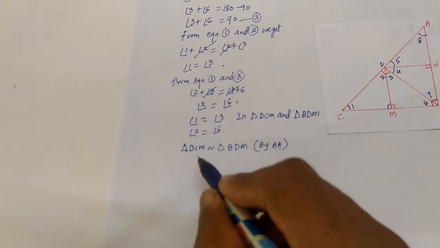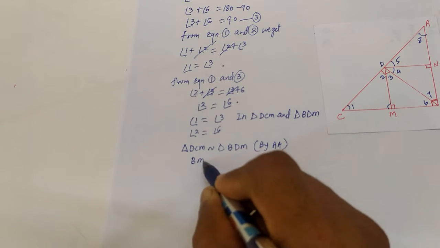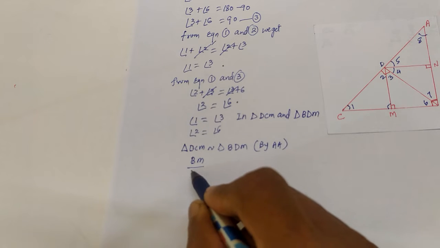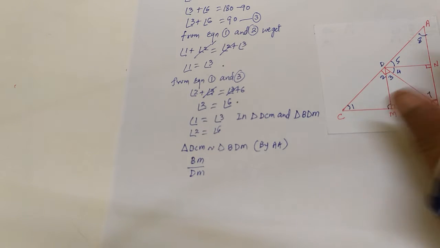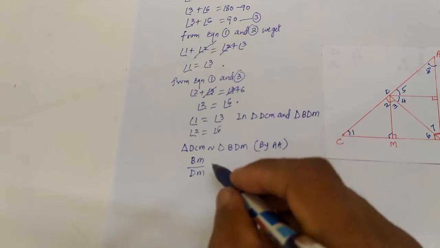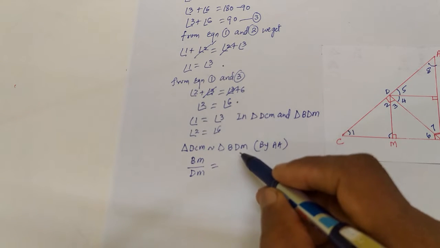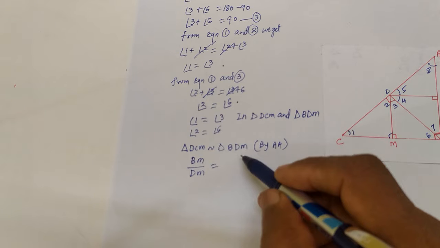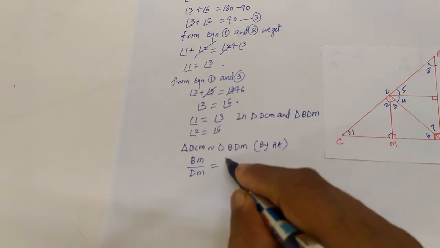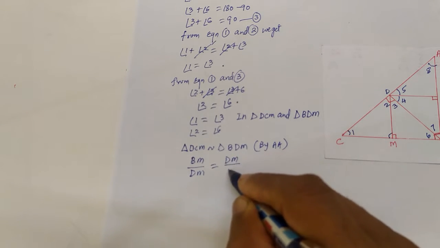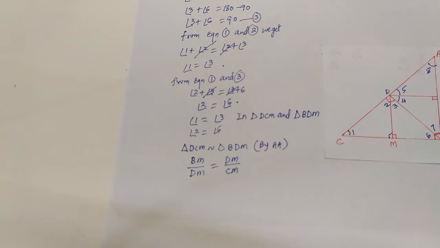We will take BM upon DM, perpendicular and base. We will take the other triangle. In that triangle we will take DM and CM. So in the other triangle we also take DM upon CM.